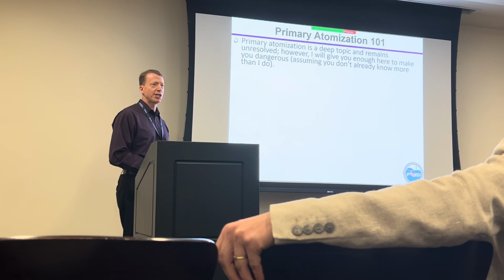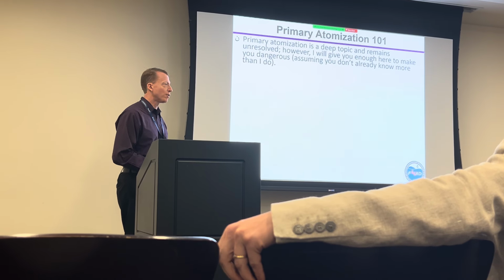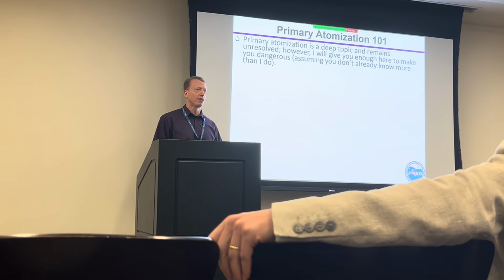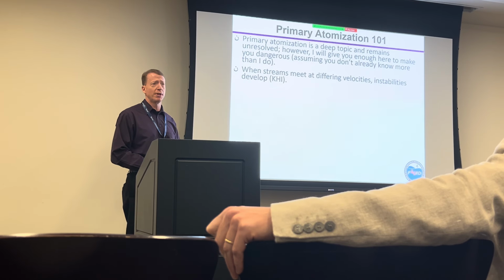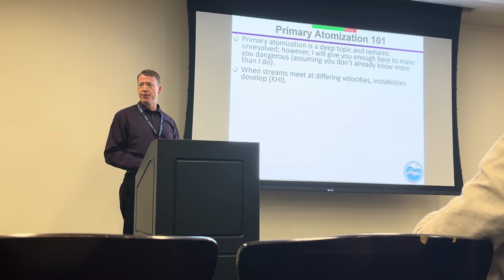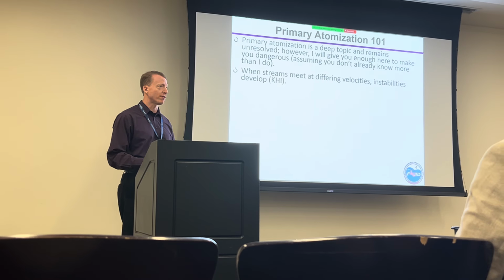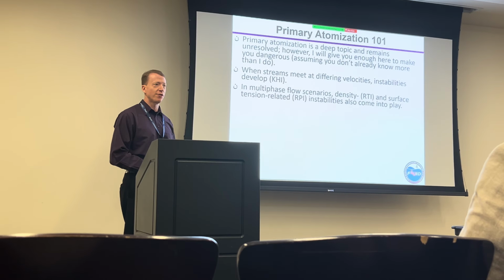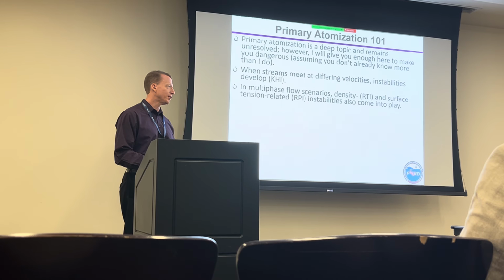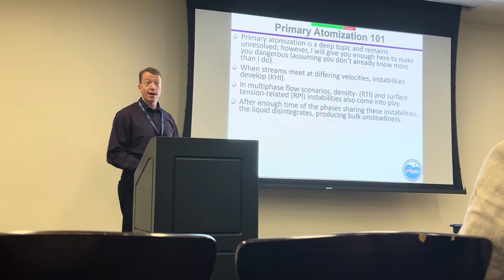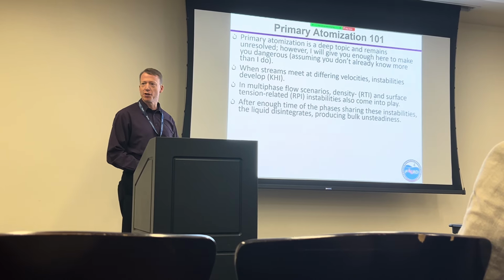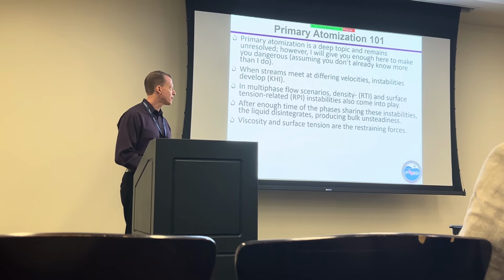So primary atomization is a complex topic. I'll give you just enough to be dangerous, assuming that you don't know more than I do already about it. Anytime two fluids meet at different velocities, you're going to have an inviscid mechanism of instability called Kelvin-Helmholtz. When you bring in different densities, you've got Rayleigh-Taylor instabilities. And when you bring in surface tension, you've got Rayleigh-Plateau instabilities. Given enough time, these instabilities working together are eventually going to disintegrate the liquid into droplets.